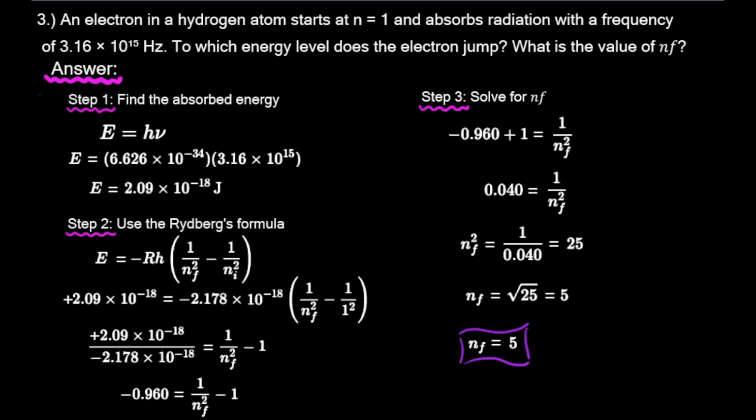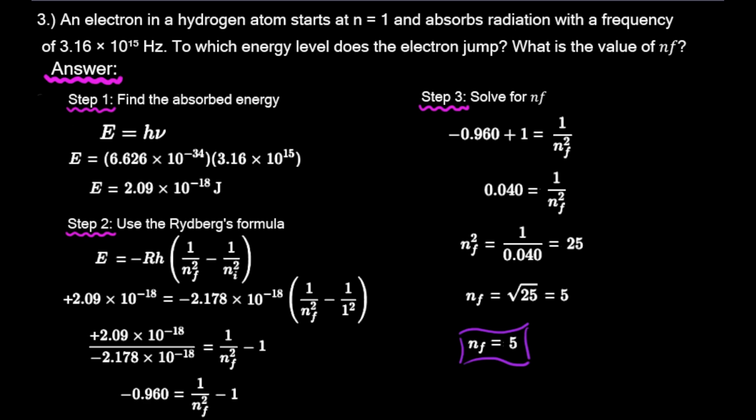Now we divide both sides by negative 2.178 times 10 to the minus 18. This gives us negative 0.960 equals 1 over n final squared minus 1. In step number 3, we need to find the value of n final. We do that by adding 1 to both sides. This gives 0.04 equals 1 over n final squared.